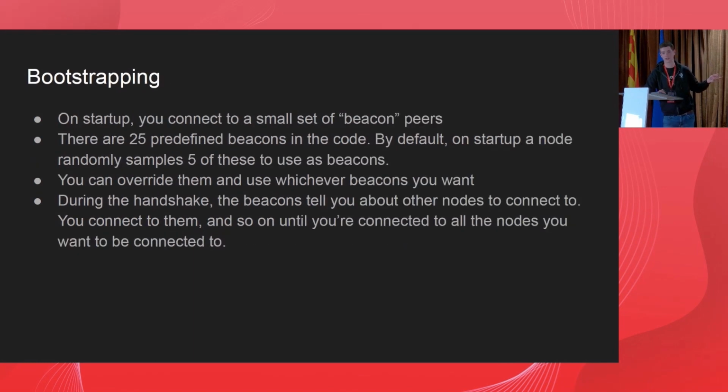You might be wondering, how do you get connected to anybody in the first place? Well, in the code, there's a bunch of node IDs and IP addresses that are listed, and you just randomly sample some of those, and you're like, okay, I'm going to ask these guys who else I should connect to, right? So you initiate some connection with them, and then they tell you about people, and then you connect to them, and then they tell you about people, and so on until you're well connected. You can use whatever bootstrappers or beacons you want to bootstrap from. It doesn't have to be the ones that are predefined and randomly sampled.